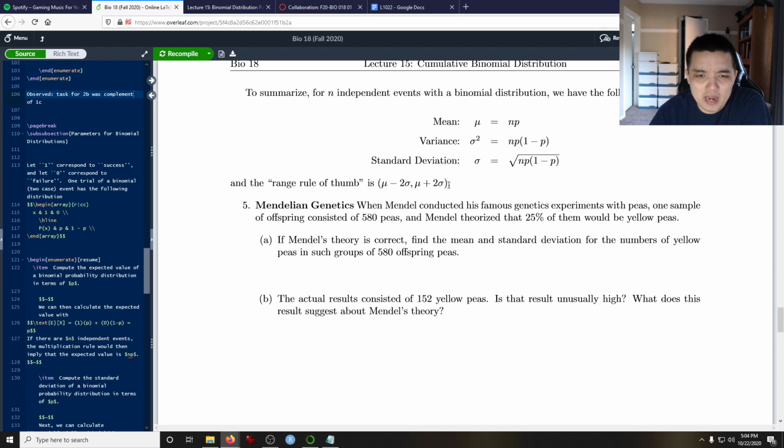And furthermore, as we build up to more complicated concepts to finish off this semester here in Bio 18, I want us to start thinking about this range rule of thumb. I forget if we mentioned it earlier, but about 95% of data falls within 2 standard deviations. And this range rule of thumb follows that same idea.